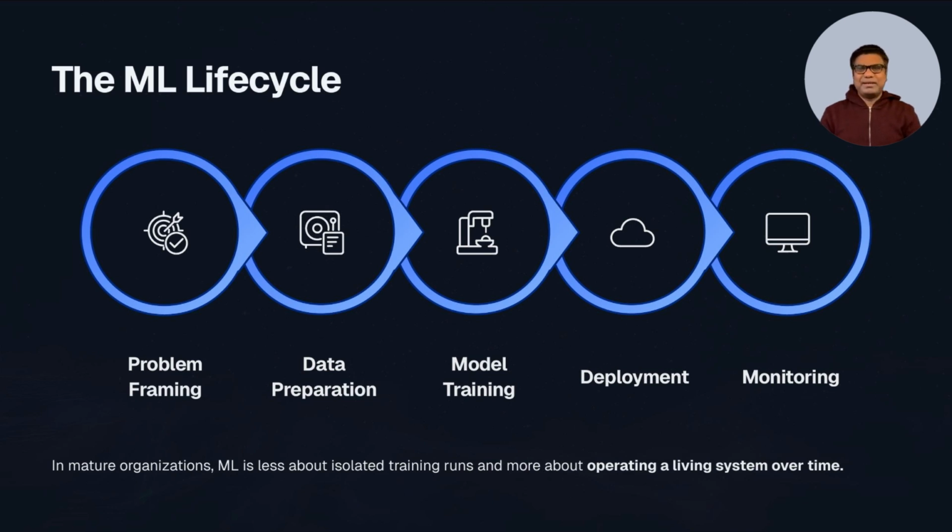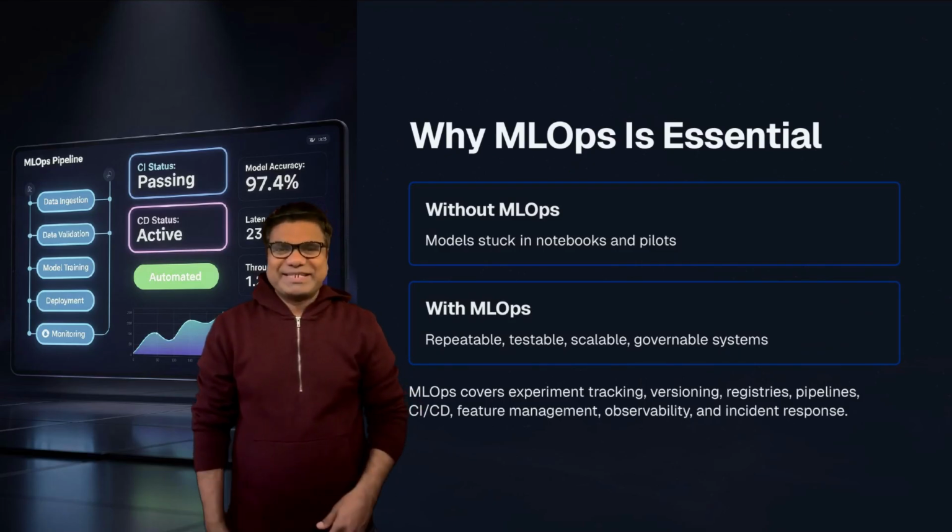Once deployed, the model must be monitored for accuracy, latency, cost, data drift, concept drift, fairness issues, and security risks. Then comes retraining, rollback planning, change management, and lifecycle retirement. In mature organizations, machine learning is less about isolated training runs and more about operating a living system over time. This is where MLOps becomes essential.